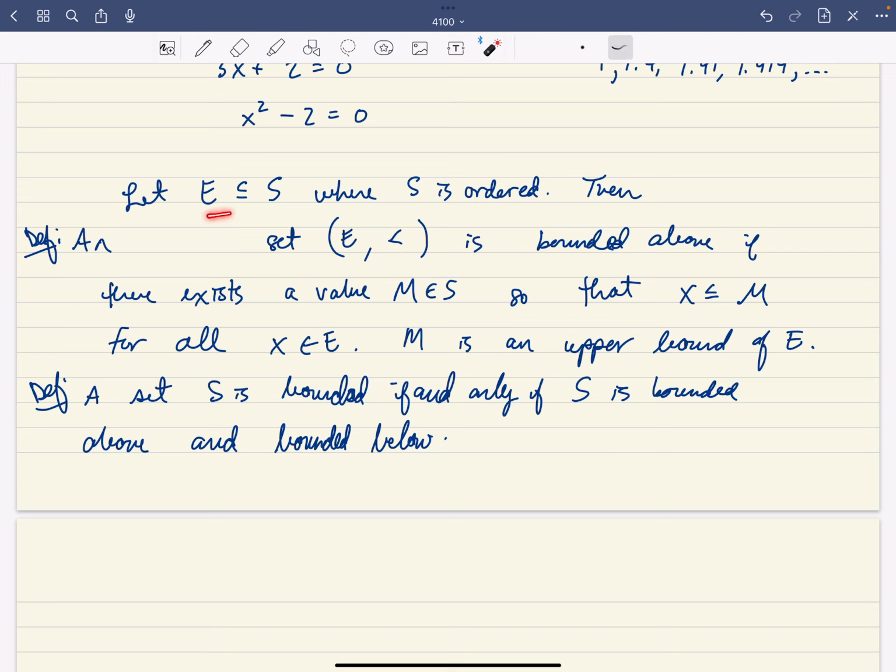Okay, so let's let E be a subset of an ordered set S. I think that this definition is just a touch clearer. Let E be a subset of an ordered set S. Then the set E is bounded above if there exists a value in S that is the upper bound for everything. Okay.